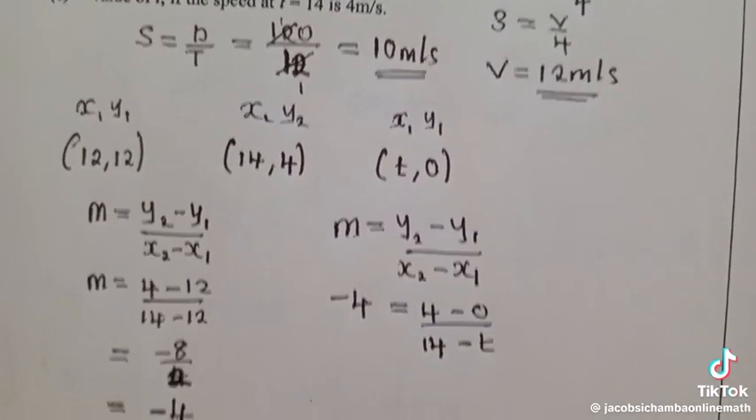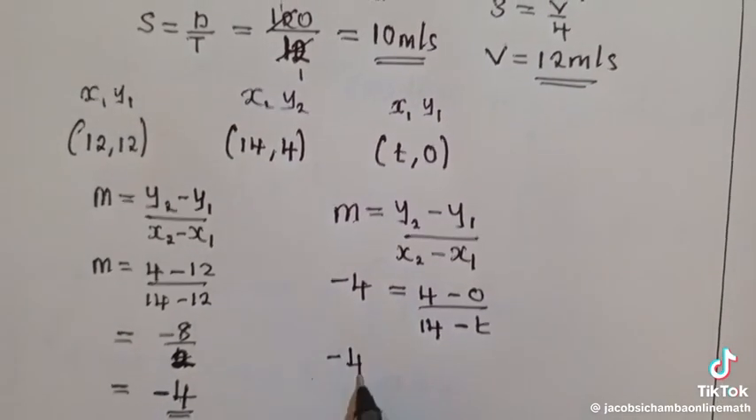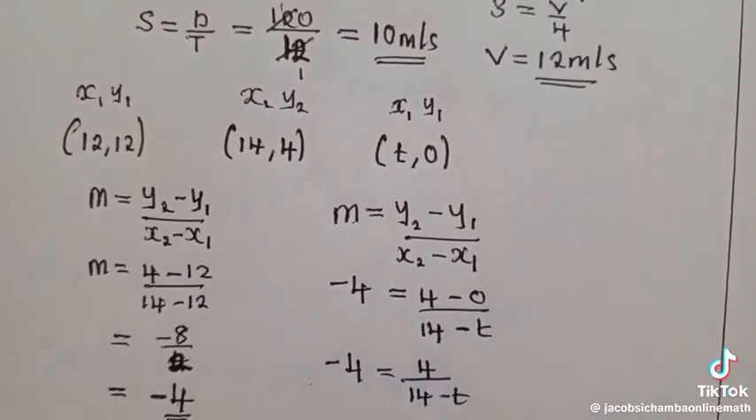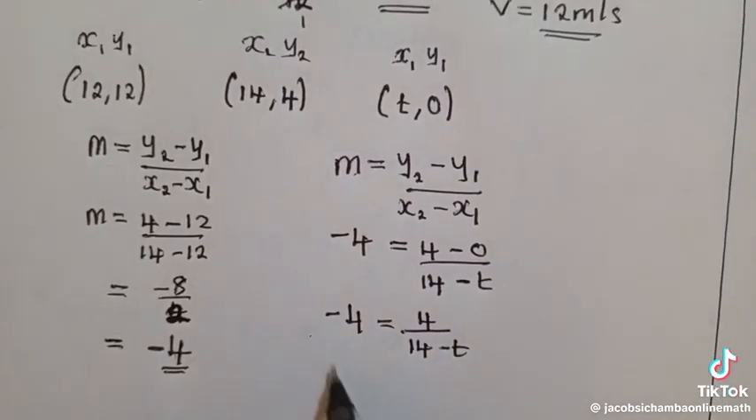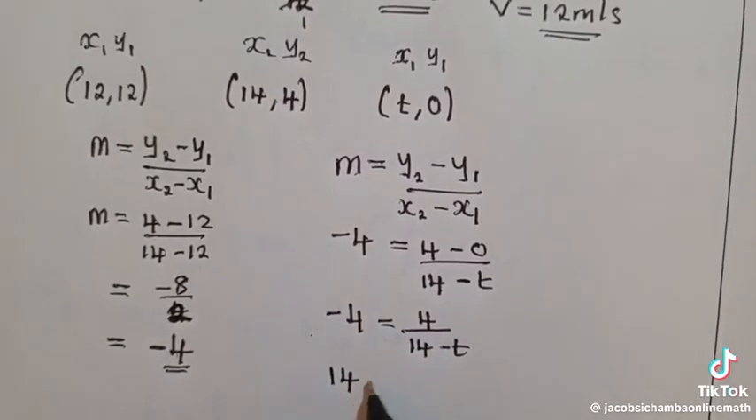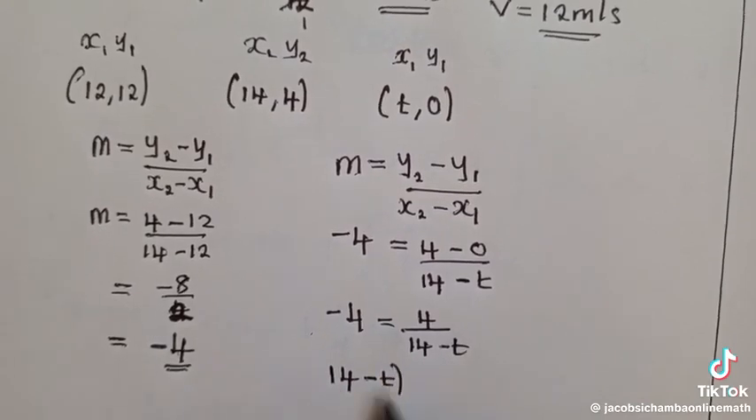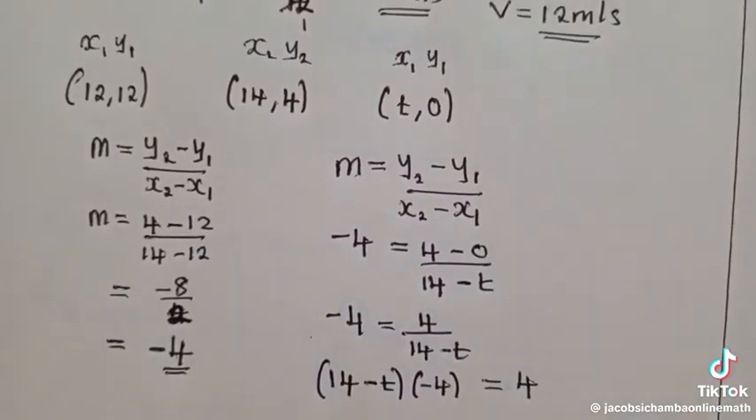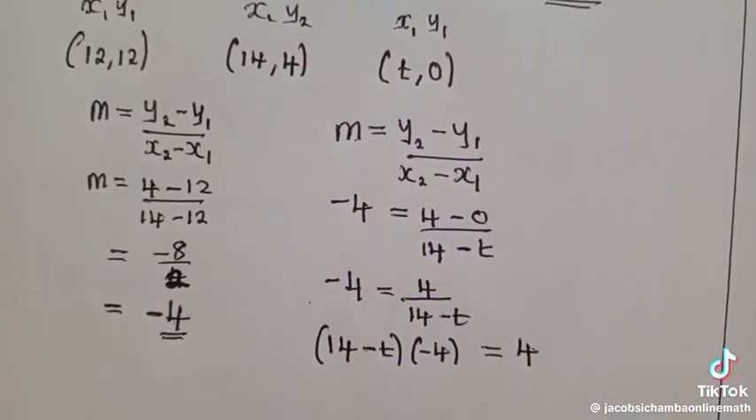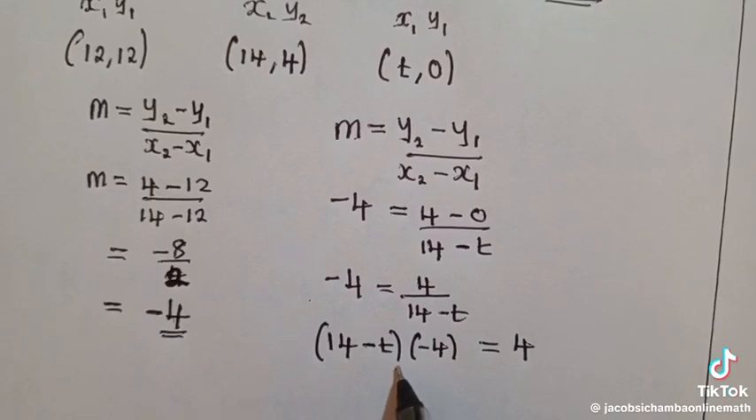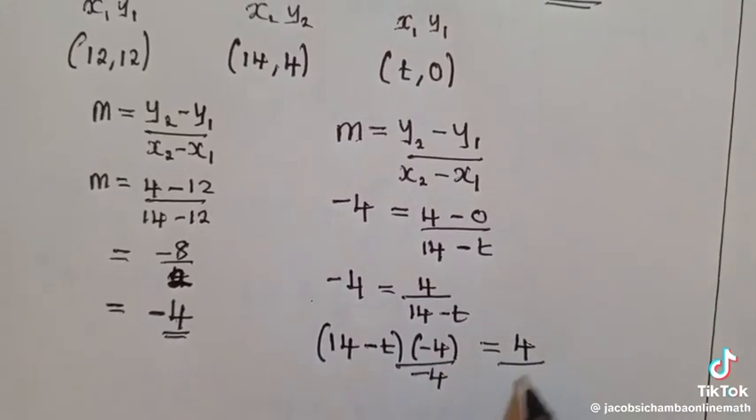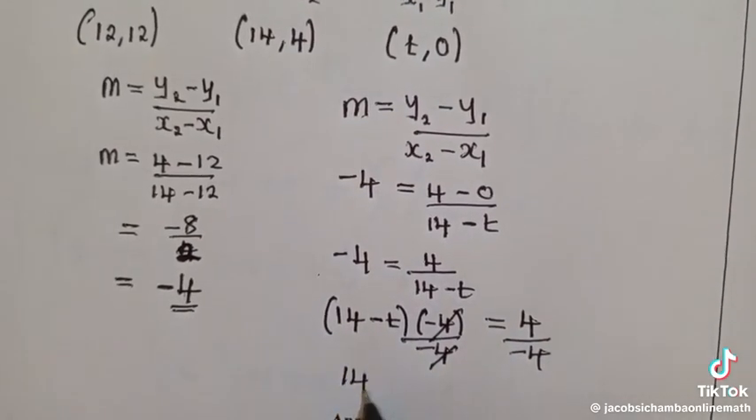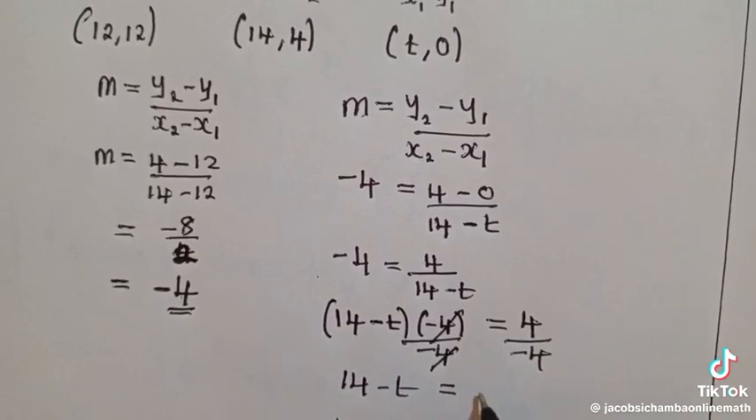Okay, so now we solve. So negative 4 is equal to 4 over 14 minus t. We can cross multiply, of which we are getting 14 minus t multiplied by negative 4 is equal to 4. So if you don't want to waste much of your time, you can even divide by negative 4, since it's multiplication, of which this and this will go. We shall remain with 14 minus t is equal to negative 1.